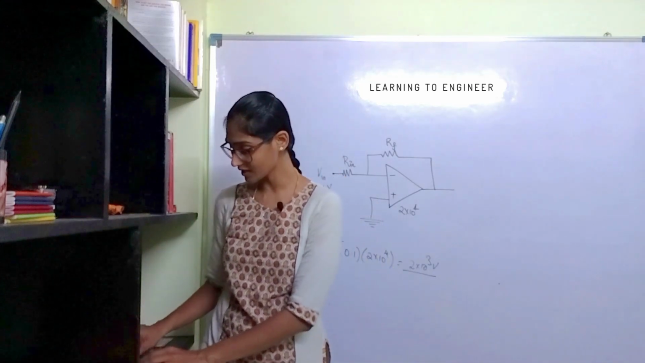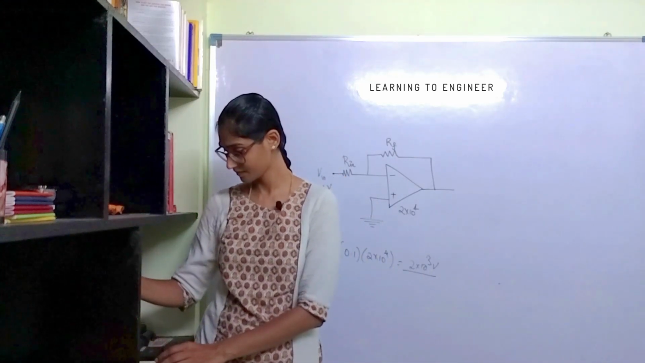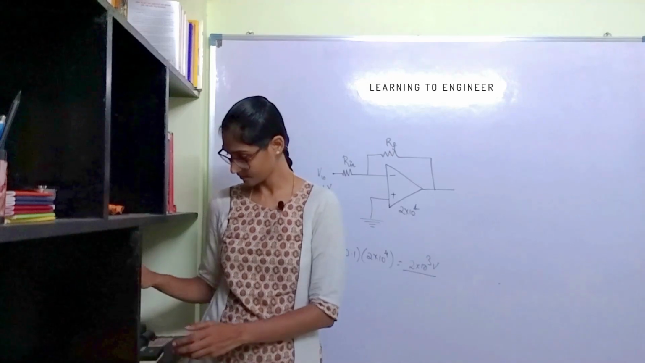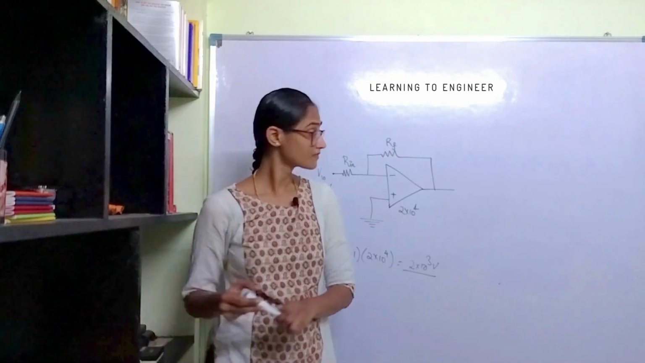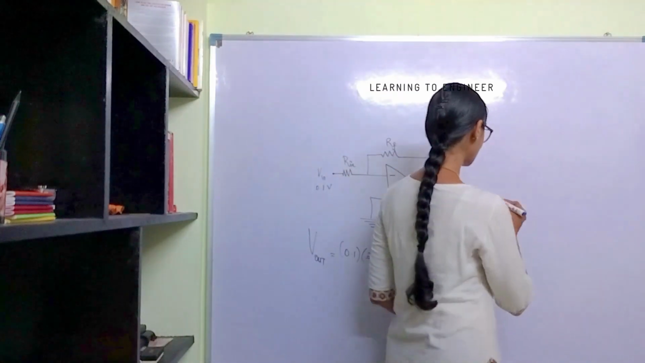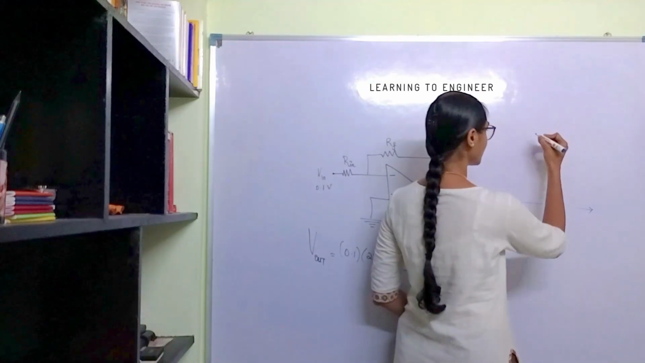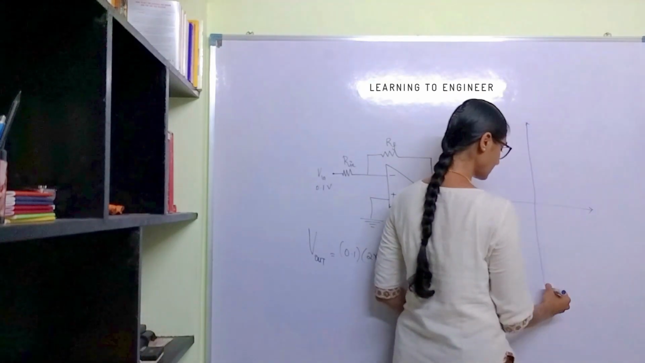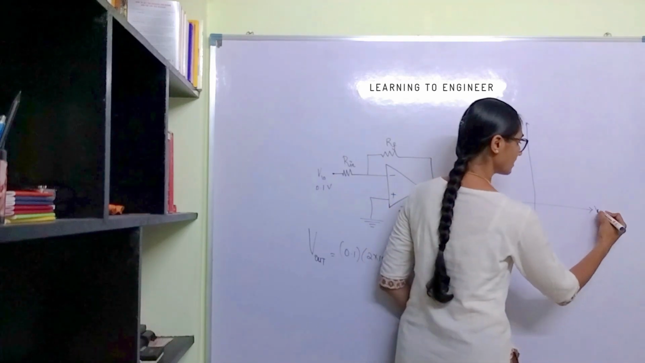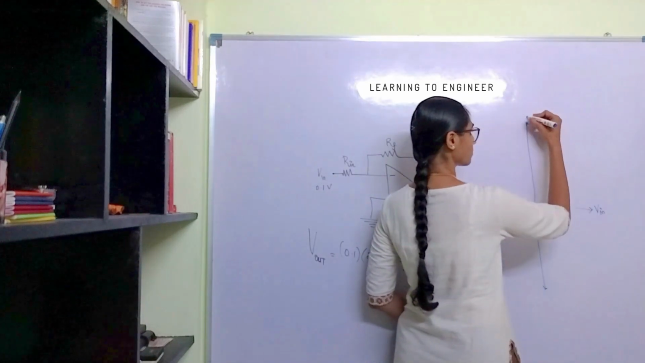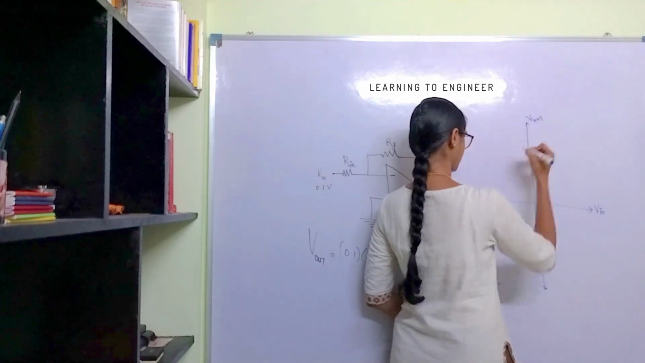With every device, we will get something called a data sheet. It will tell us the specifications of that device. So similarly for an operational amplifier, we will have characteristics with respect to input and output.